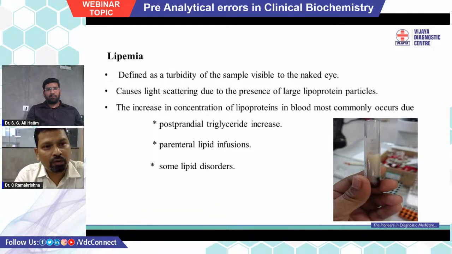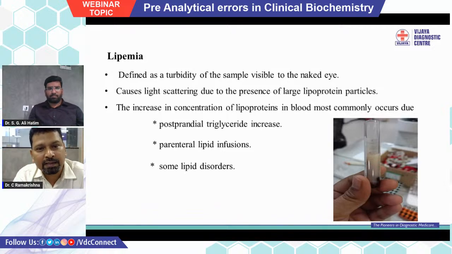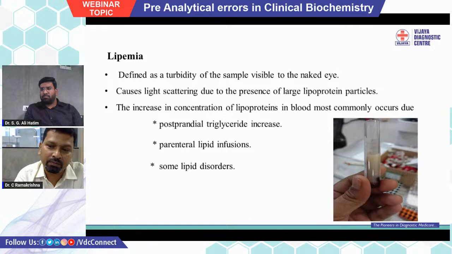Next, coming to lipemia. Lipemia is defined as turbidity of the sample visible to the naked eye. It causes light scattering due to the presence of large lipoprotein particles. The increase in concentration of lipoproteins in blood most commonly occurs due to postprandial triglyceride increase, parenteral lipid infusions, and also some lipid disorders.